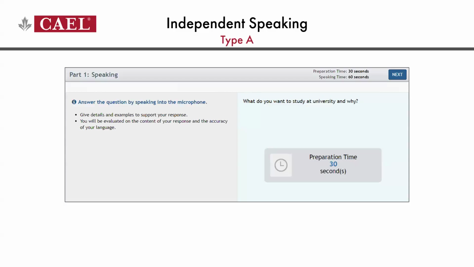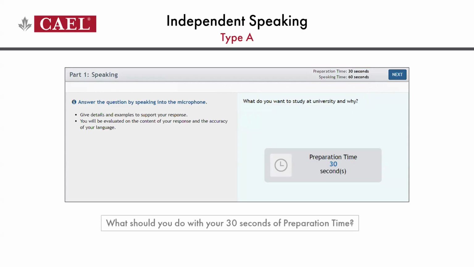So here's that same question we briefly addressed earlier. What do you want to study at university and why? This question is just called type A because it's the first question of the whole test. That's all that means. And again, you already, I hope, would have noticed you've got 30 seconds to think about your ideas. So pick your subject, think of maybe 3 reasons why that subject is the one you'd like to study. And then when it comes time, you're delivering that 60-second response.